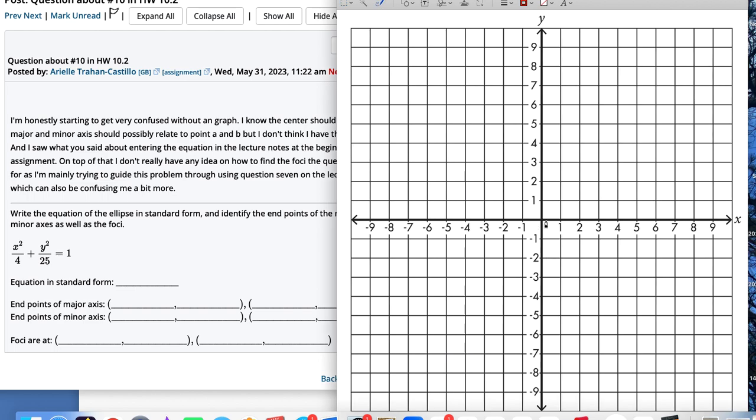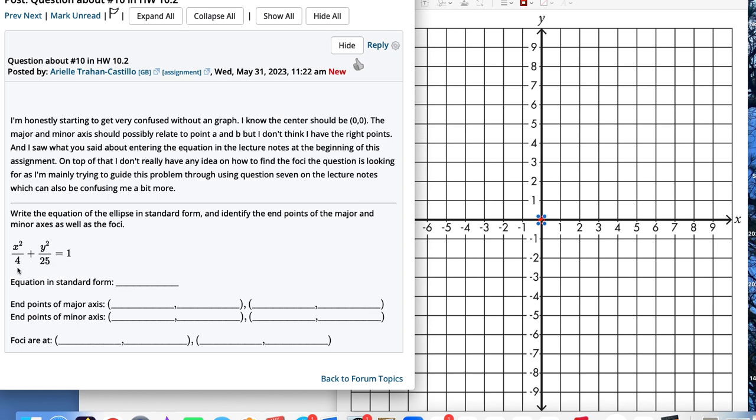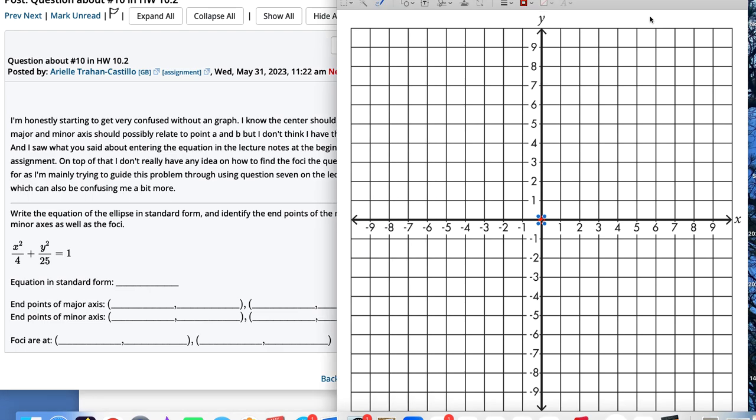So we know from here, like you said, the center's at 0, 0. So I'll go ahead and put a little dot there. And then this is going to be A and this is going to be B, because the big number for ellipses is always A. That will change in the next section, but at least for right now, always A. So A is 5, it's under the Y, which means that's going to run up and down. So that means A will be up 5 right there, and down 5 right there.